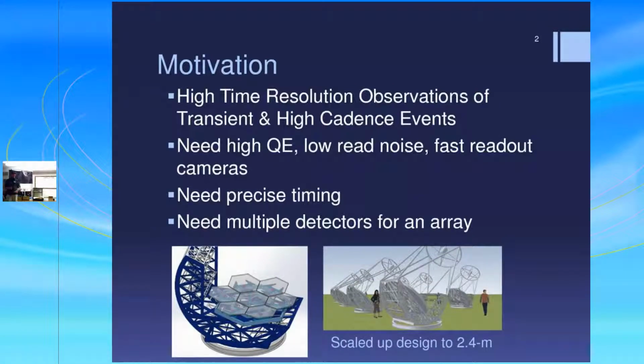Our motivation for working on high-speed camera software and hardware resulted because of our interest in high time resolution observations of transient and high cadence events, such as occultations. We're interested in the occulted star as much as the occulter. To achieve our goals, we needed multiple high quantum efficiency, low read noise, fast readout cameras in an array. We also need precise timing and the ability to record for extended periods of time.